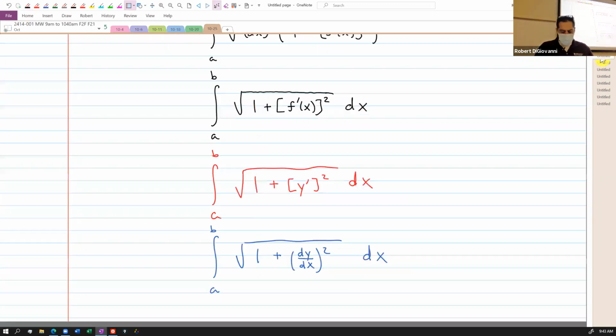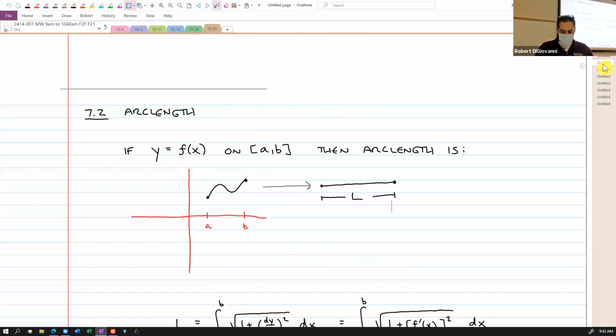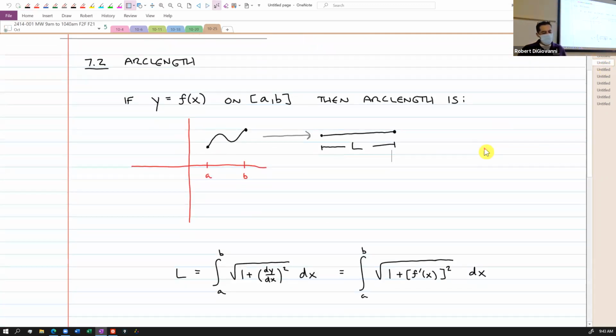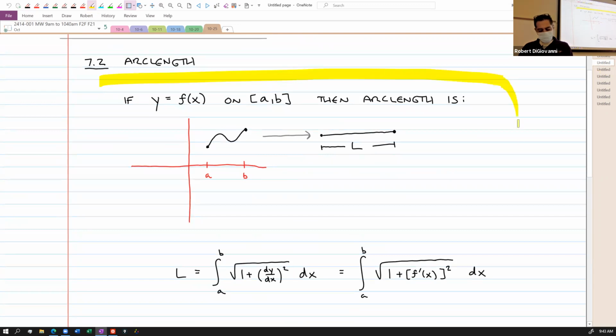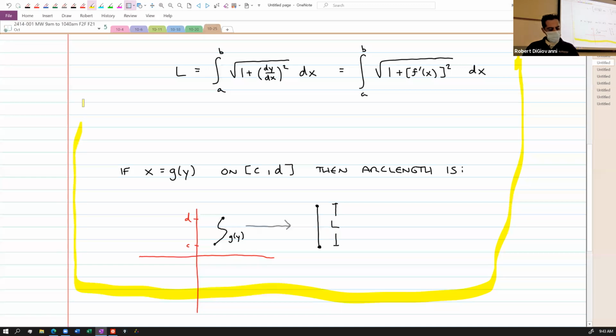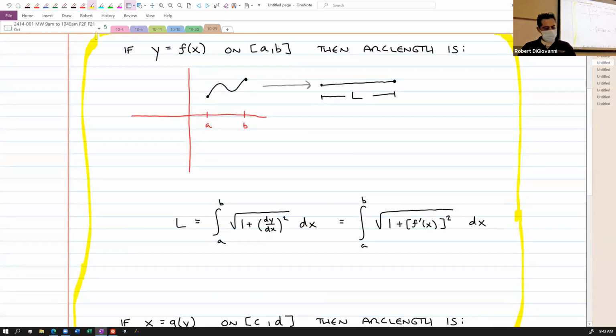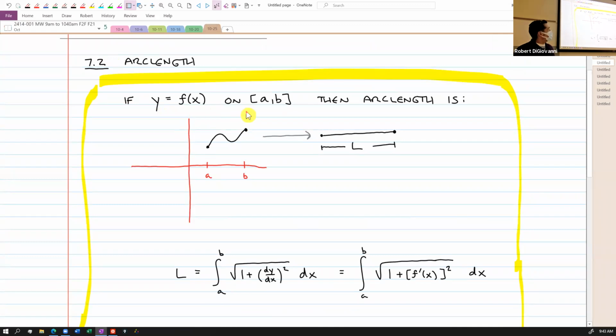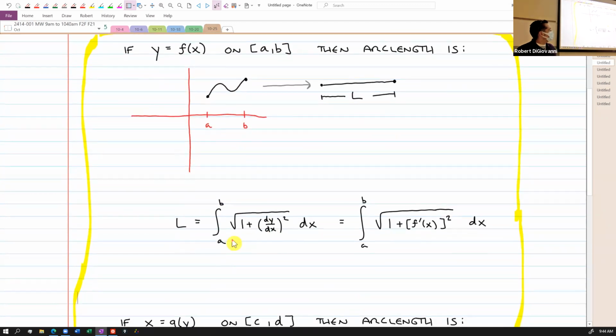So I believe I've summarized both of these here in my notes. Here it is. I'm going to put this in yellow, that way when you look back at the notes, you'll know what the important part is. There are 2 formulas for arc length. If y is a function of x from a to b, then we take that curve, straighten it out and measure its length. That length is the integral from a to b of the square root of 1 plus dy/dx squared dx. I only wrote 2 of the ways here.